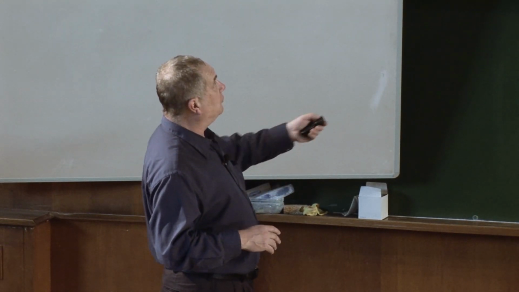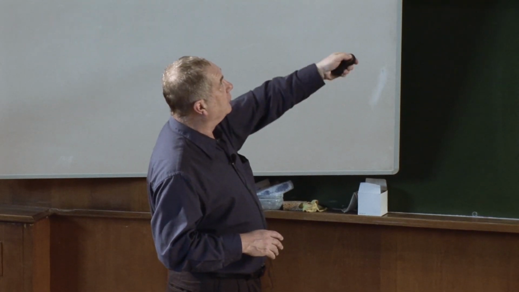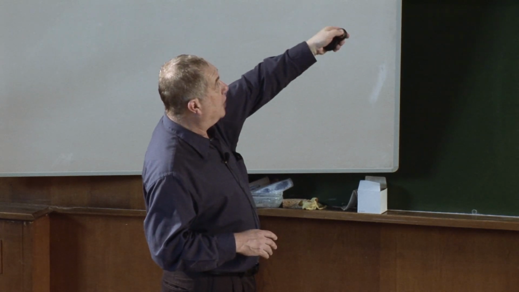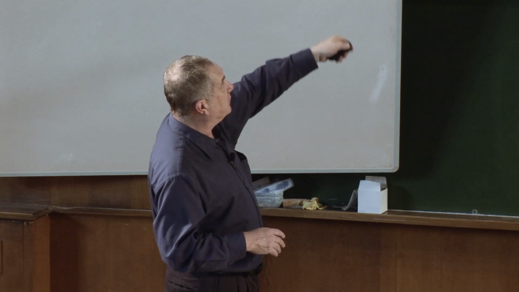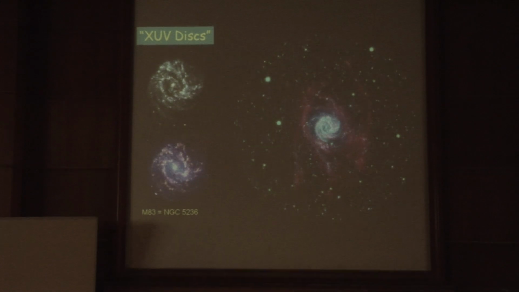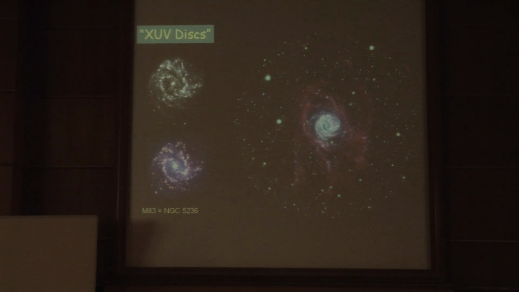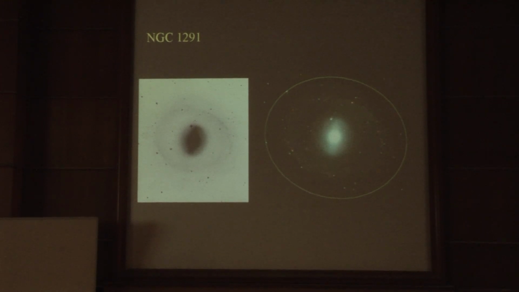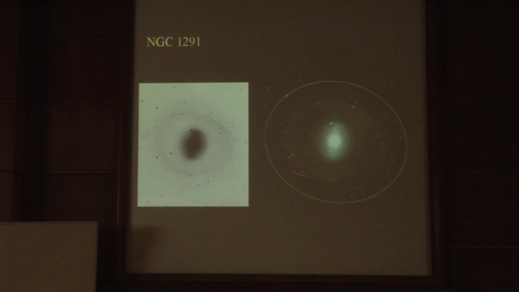M83 is the more typical example where this XUV disk is simply an extension of a very intense inner star-forming disk. Now you ask how much of the total star formation in the galaxy is represented by this outer disk. Although it looks impressive, it's really less than 1% in this particular case. On the other hand, there are galaxies like NGC 1291, an HI-rich lenticular galaxy or SA galaxy, shown in H-alpha here, and NGC 1291 is an example where essentially the XUV disk represents all of the star formation.